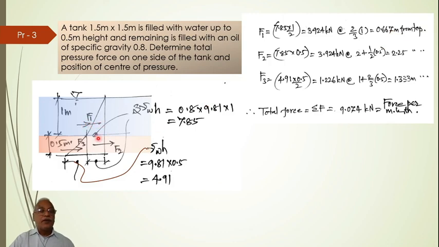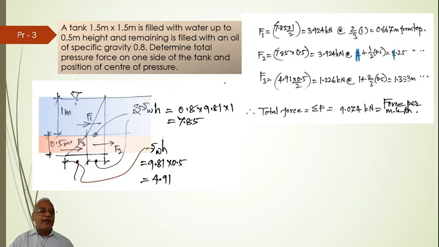That is F1. Now this rectangular portion is also acting. I have called it F2. F2 will be equal to this one, which is 7.85 into 0.5. That's also 3.924 kilonewton. It acts, from the top, at 1 plus half of 0.5. I have made a mistake here. So this should be 1 plus 0.5 by 2, so it becomes 1.25.